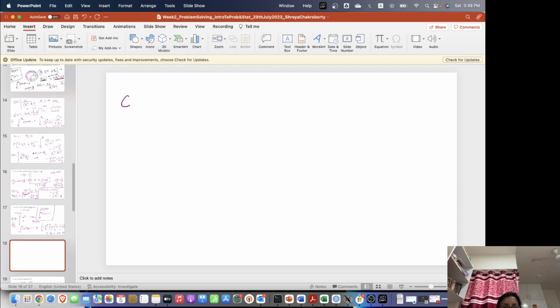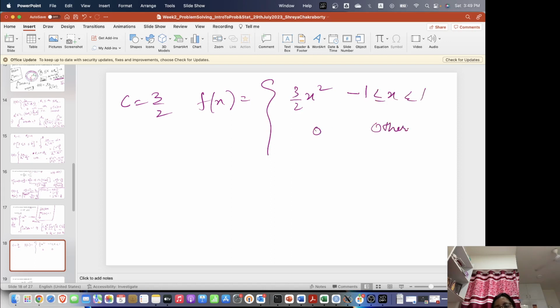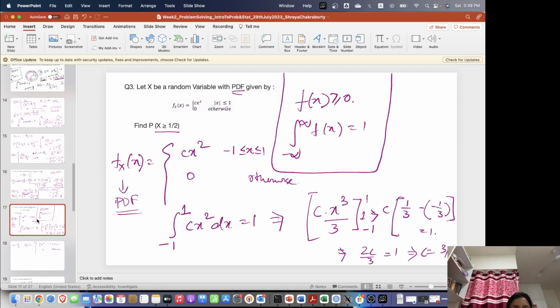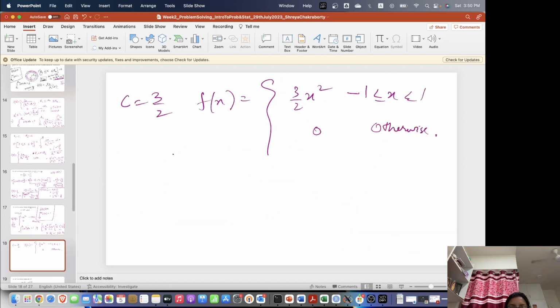So we have C equal to 3 by 2. Our f(x) is 3 by 2 x square when -1 less than or equal to x less than or equal to 1, 0 otherwise. Okay. Now the question is to find out the probability x greater than or equal to half.